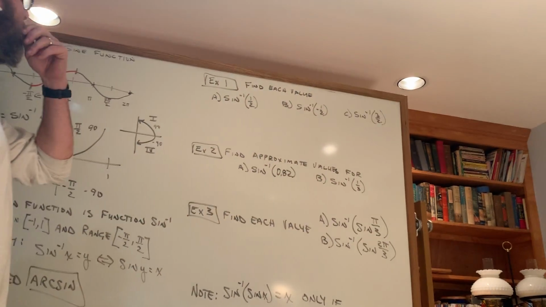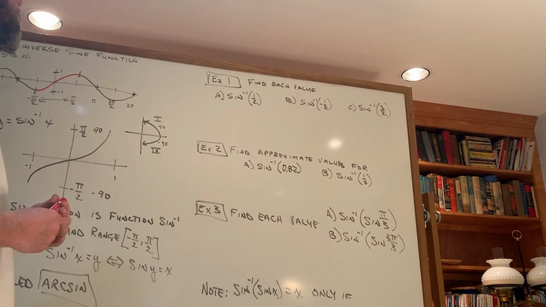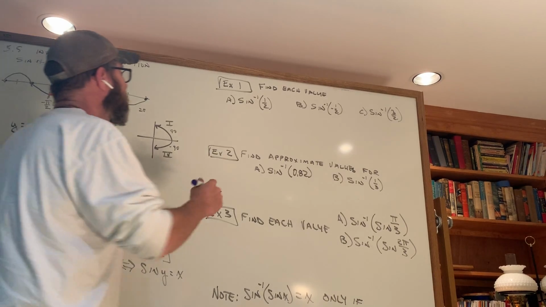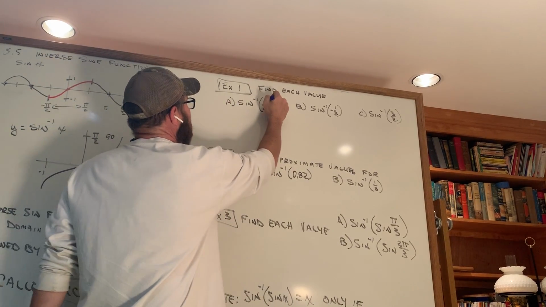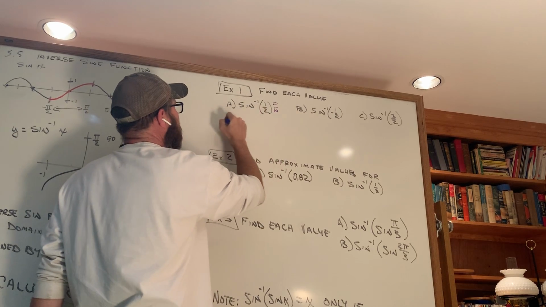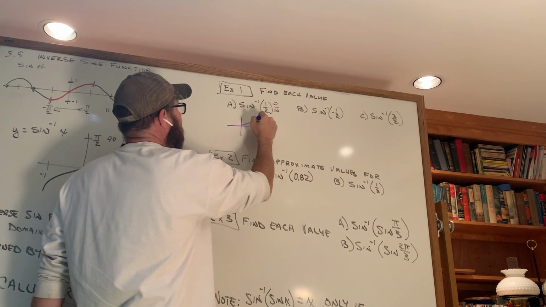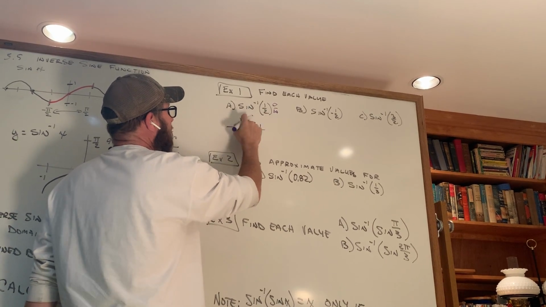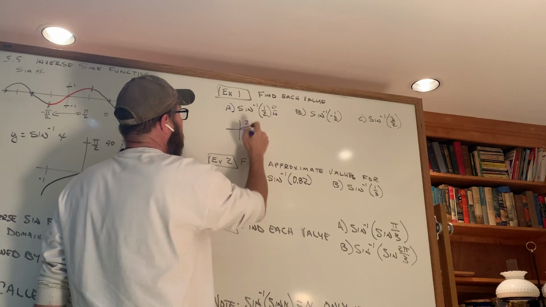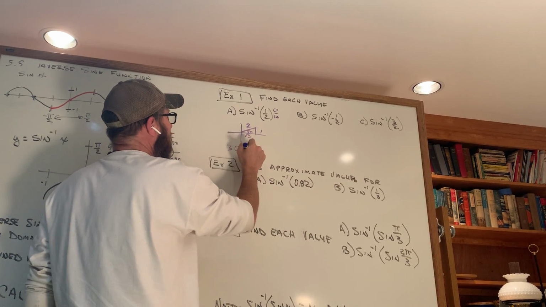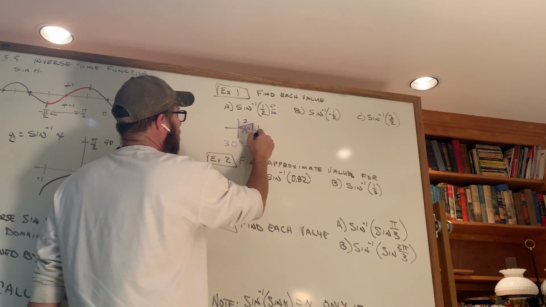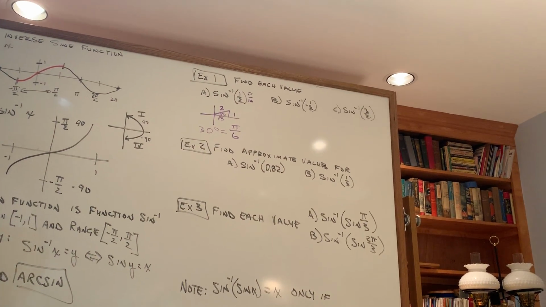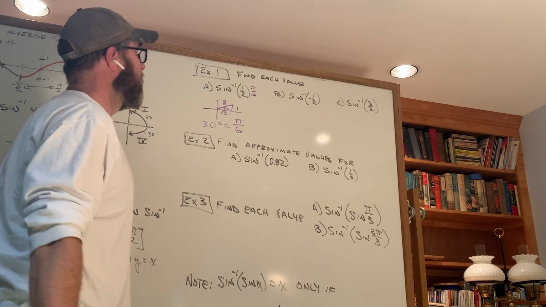All right, so we need to find each value here. So the arcsin of 1/2, if we're going to do this, the sine is the opposite over the hypotenuse. So the opposite is 1, the hypotenuse is 2. That means that this is radical 3. That means that this is 30, so I'm going to have either 30 degrees or pi over 6. All right, so in terms of radians and in terms of degrees.